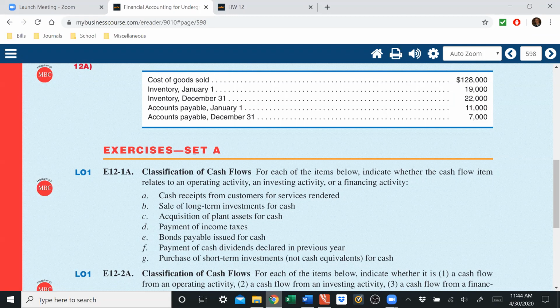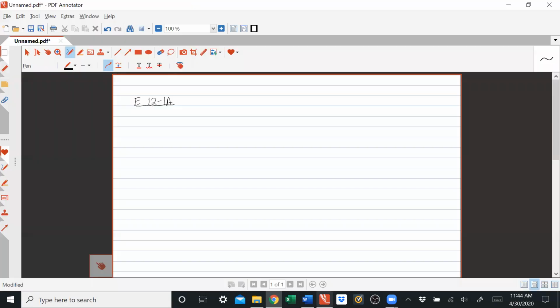So with that in mind, letter A, cash receipts from customers for services that you've rendered. That sounds like a cash inflow from normal operations. So that would go in the operating. Let's let OA be the operating activities section. We'll let IA be investing activities, and I guess FA would be financing activities. So A would be operating activities. It's an operating activity cash flow.